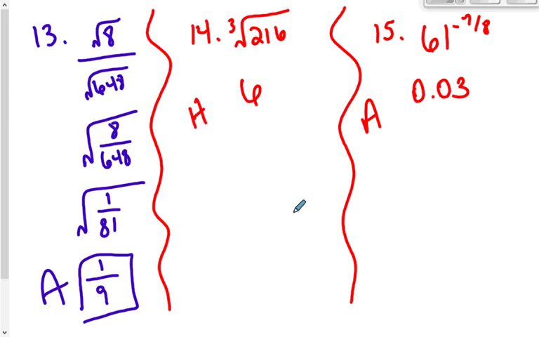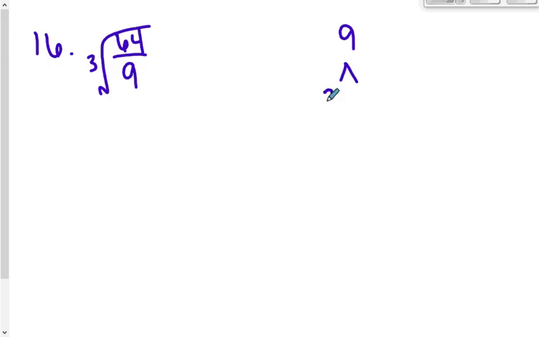All right. Number 16, write in simplest form. I have the cube root of 64 over 9. 64 over 9 does not reduce. So I'm going to have to do a factor tree with 9. And it's 3 times 3. So if I were to split this up and do the cube root of 64 over the cube root of 9.